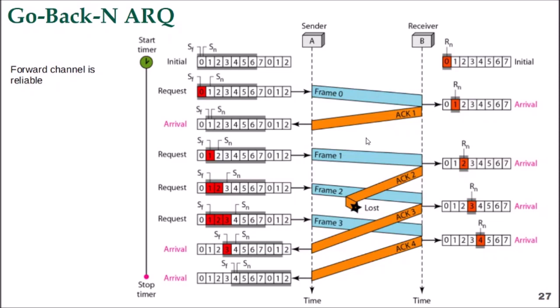Here is an example of the go back N with a reliable forward channel. The send sliding window size in this case is 7. The first frame is sent with a sequence number of 0. This will be marked as an outstanding frame. At the receiver side, since it is the expected frame, the receive sliding window moves to the right. Then it sends an acknowledgement number of 1. The sender will receive the acknowledgement number and will unmark and move the send sliding window to the right.